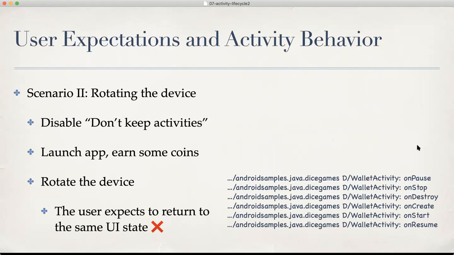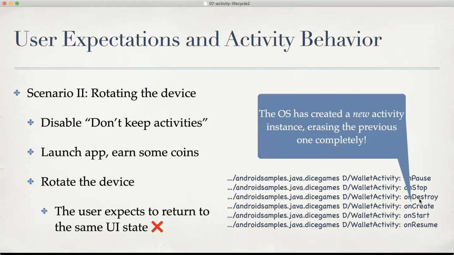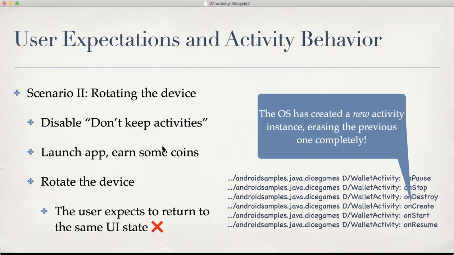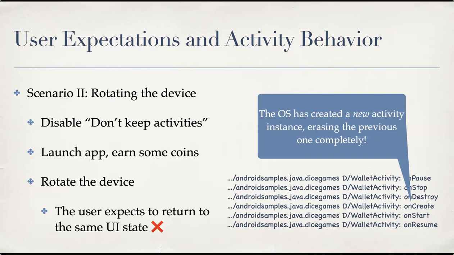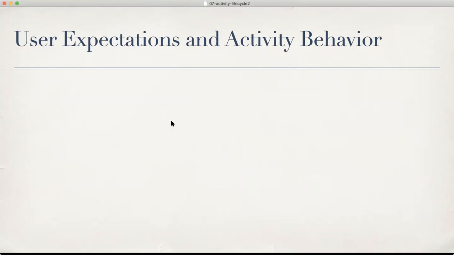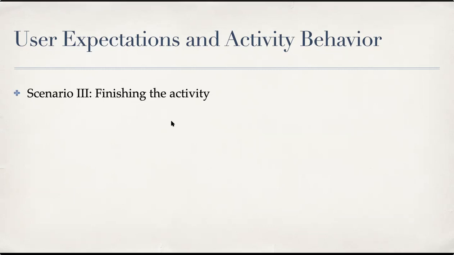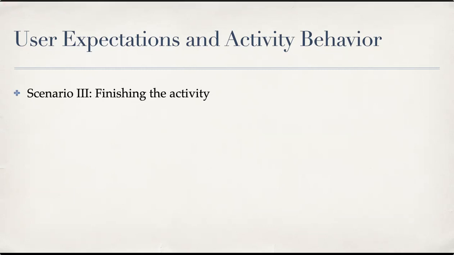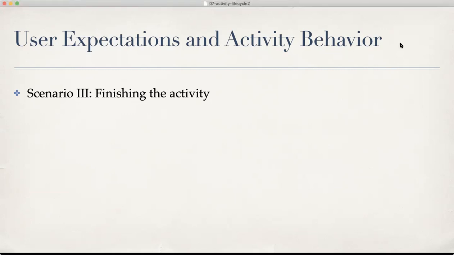And what's the reason? You perhaps guessed it already. Again, you can see the onDestroy and onCreate. So once again, the OS has created a new activity instance, erasing the previous one completely. So this is the source of our first bug. We'll come back and see how to fix it soon. All right, now let's look at the third scenario where the user herself finishes the activity. And this is how you can do it.